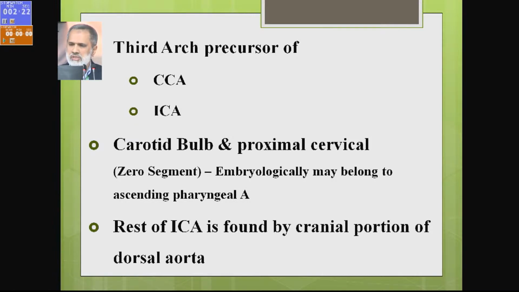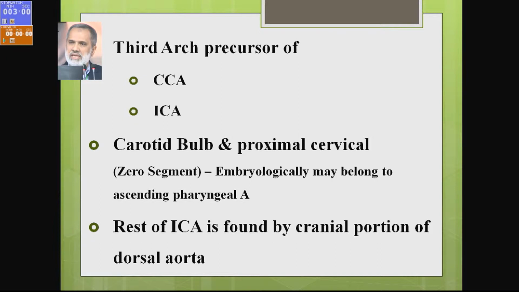Third arch is the precursor for common carotid artery and internal carotid artery. It's just along the third arch: carotid bulb and proximal segment. So far, very few people use the zero segment, which is the most important when you do carotid stenting. And this is the most frequently involved segment of the cervical segment of internal carotid artery. And its development is totally different from the remaining cervical carotid. So that's why sometimes embryologically it may belong to the ascending pharyngeal artery.